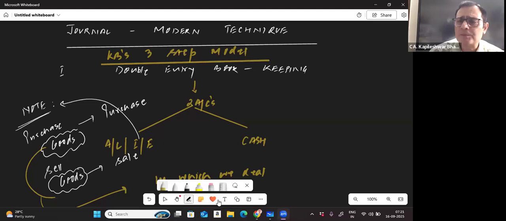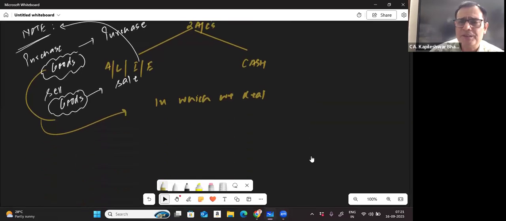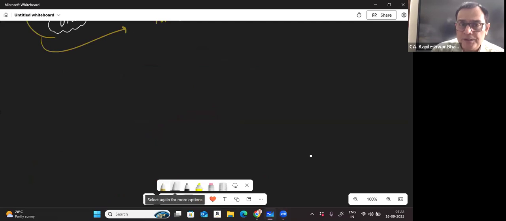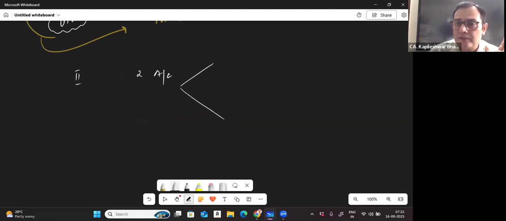Super. So let's go ahead and go to the next step. Step number two is very easy. Once you get step number one, trust me, step number two is very, very easy. In step two, you've already done that in step one. But the two accounts which you identified, you need to identify whether each is asset, liability, income, or expense. And by default, cash is always an asset.